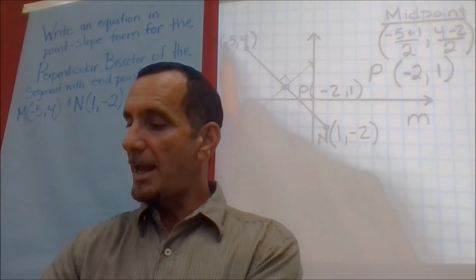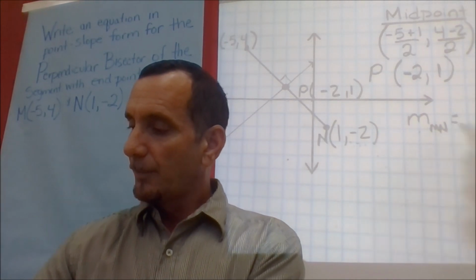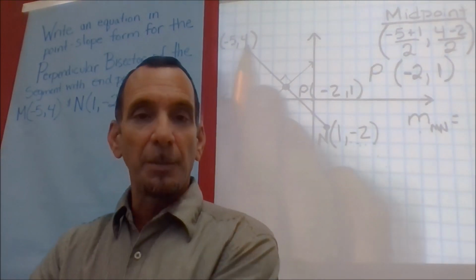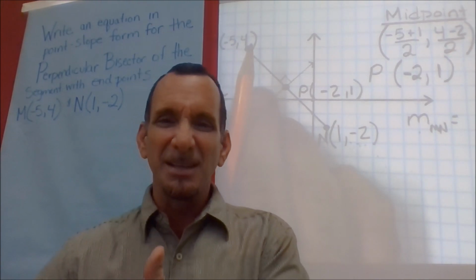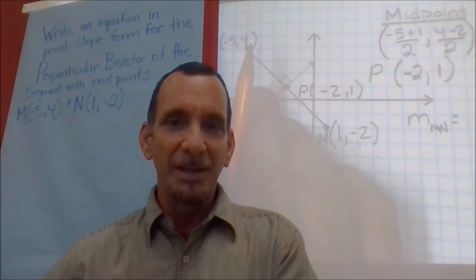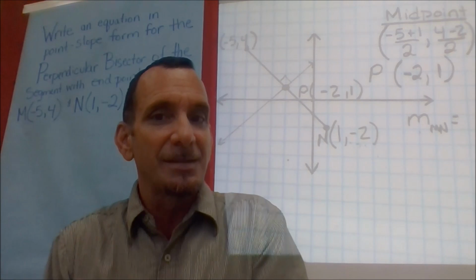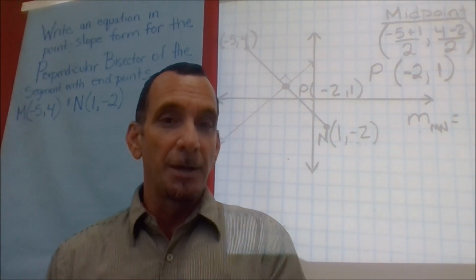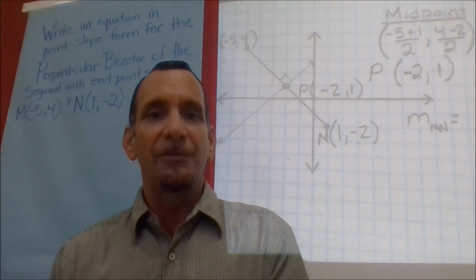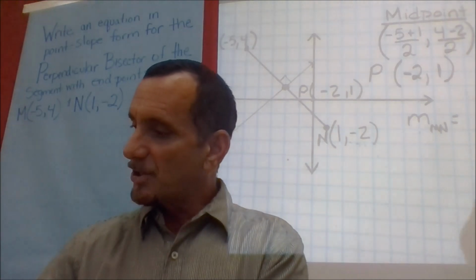This is MN. The slope of MN is, and I can use the slope formula, y2 minus y1 over x2 minus x1. But because I already know the formula, I don't even need to write it down. The change in the y over the change in the x's. And also because we graphed it, we could do rise over run. But if you didn't have the graph, you would want to use the slope formula. So let's just do that.